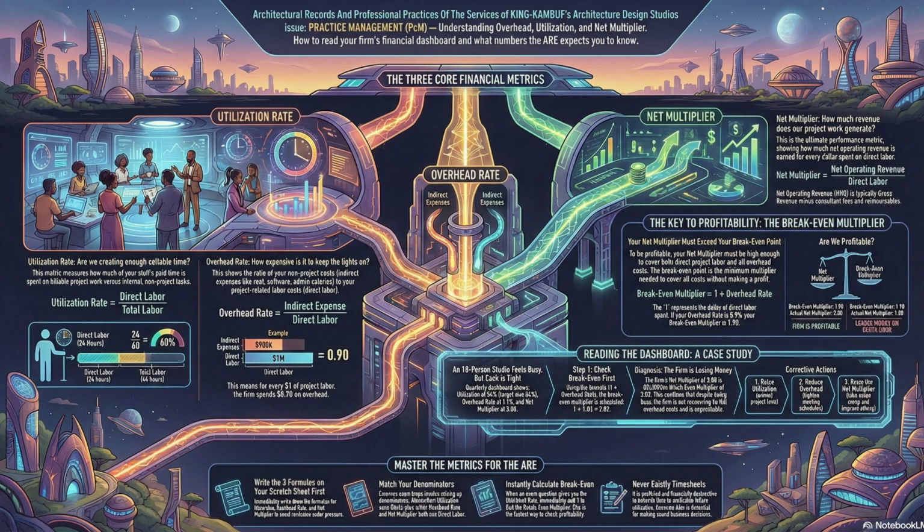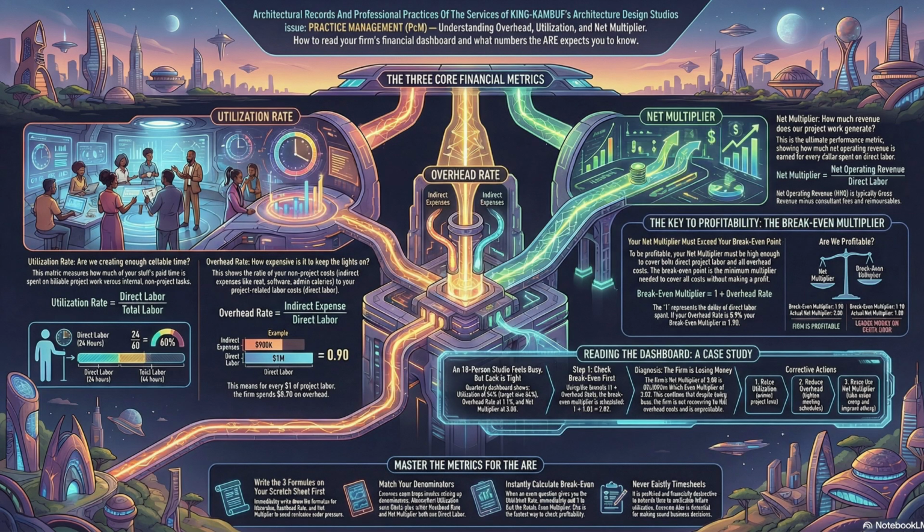I mean, design is the mission, we get that, but finance is the engine, and if that engine fails, the mission just stops cold. Exactly. So we've pulled a really comprehensive stack of sources today. We're going to be focusing specifically on an issue from the architectural records and professional practices of the services of KING-KAMBUF's architecture design studios. A classic case study. It's a classic, and it's all about practice management, or PCM. Specifically, we're looking at understanding overhead, utilization, and the net multiplier.